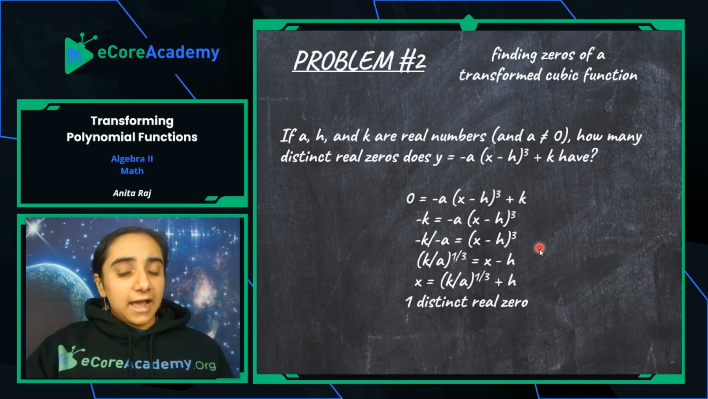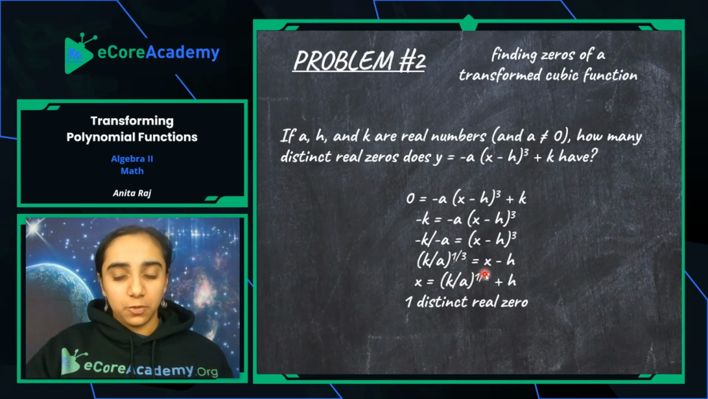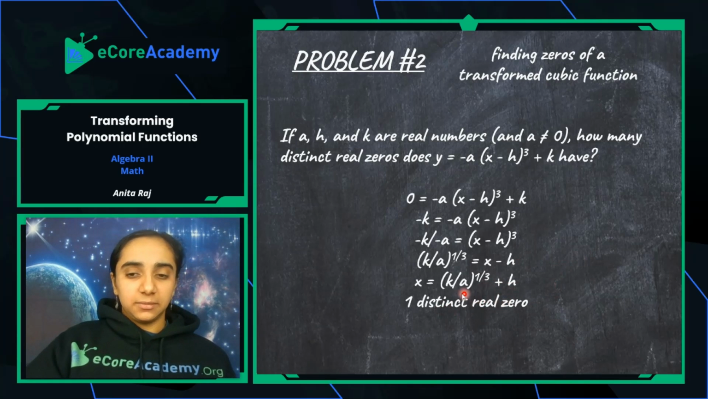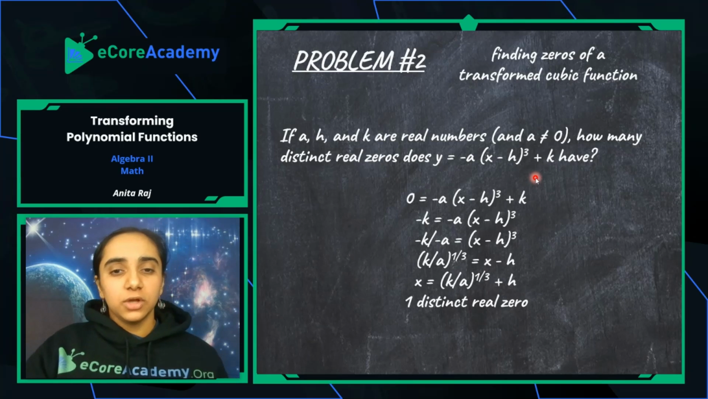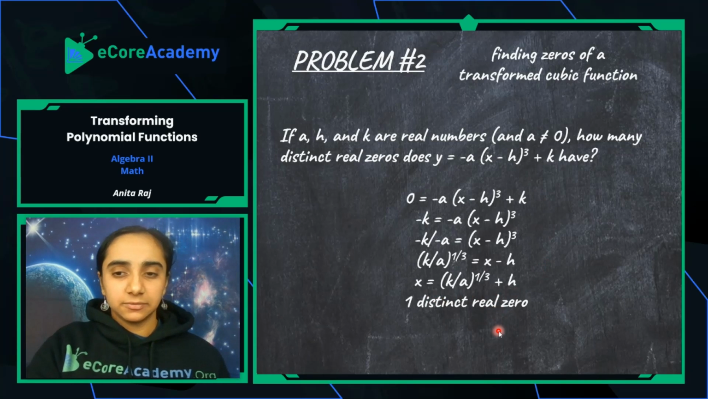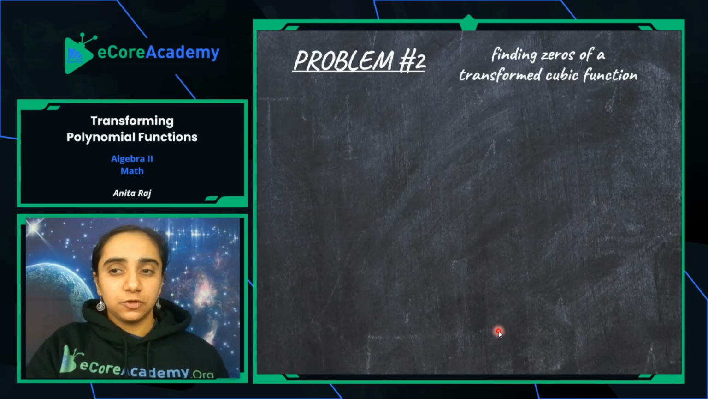Then what we're going to do is add h to both sides to get x by itself. So we get x equals (k divided by a) to the 1/3, so the cube root of that, plus h. And this would give us one distinct real zero. Because if we plug in values, we'll be given values for k, a, and h, the numerical values in a normal transformed cubic function. And if we use those, we can figure out the one distinct real zero in this case.